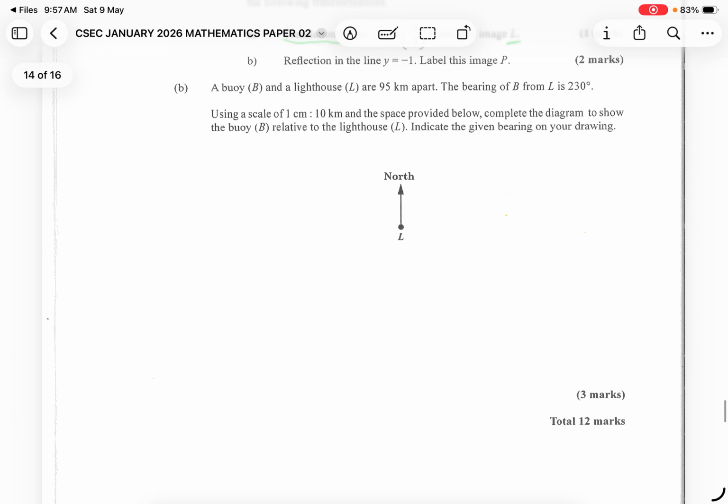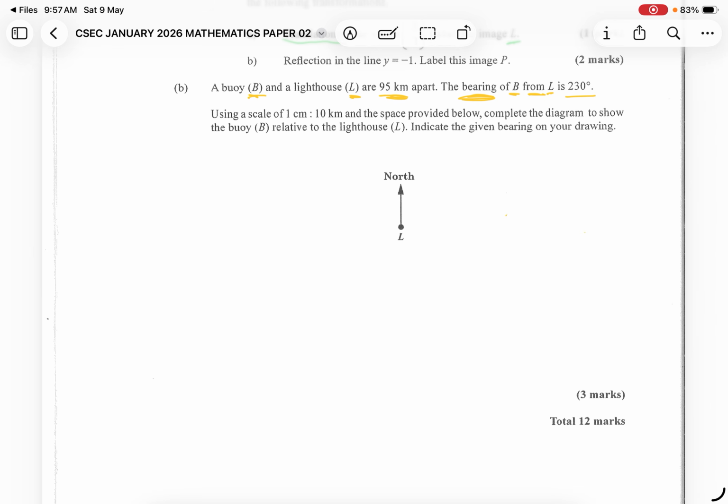All right. So let's go back to the very first thing that they told us about the distance. B from L is 95 kilometers apart. They say the bearing of B from L is 230 degrees. So let's look at that. We already have L, and they told us it's from L, so our beginning point would have been L anyways. So they've given us a start. We are grateful for that. They've given us a start. Now we're going to go to B.